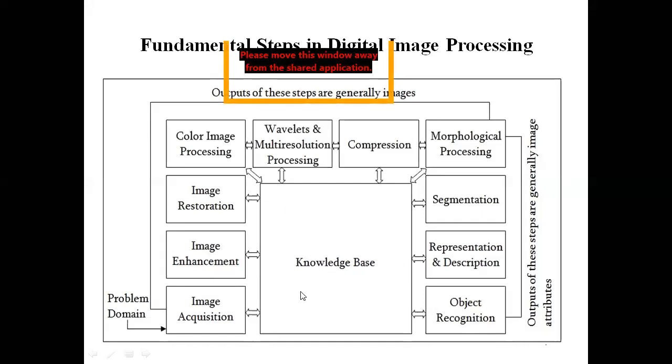Whatever the problem domain is, the total information about it will be in this knowledge database, which is coded into an image processing system. Okay, so these are the fundamental steps. Here we are giving the problem domain at image acquisition, at the capture level.